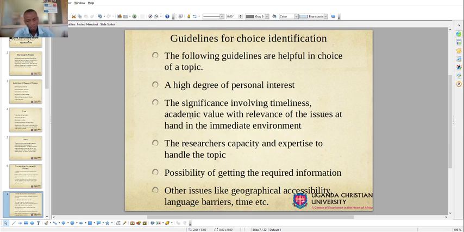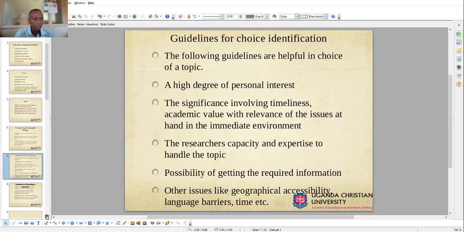The other issues are geographical accessibility, language barrier, time, etc. Those are some other issues you can take into consideration. If you want to choose a topic in a war zone area, you may not be able to access that. So it would mean that probably you choose a different case. Okay, let's move on.